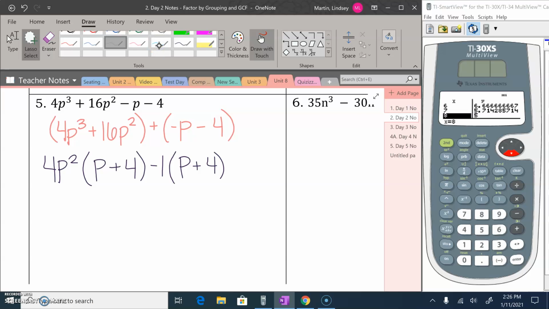My funny GCF from this entire line is going to be p plus 4, and that leaves me with 4p squared minus 1 as my final answer.